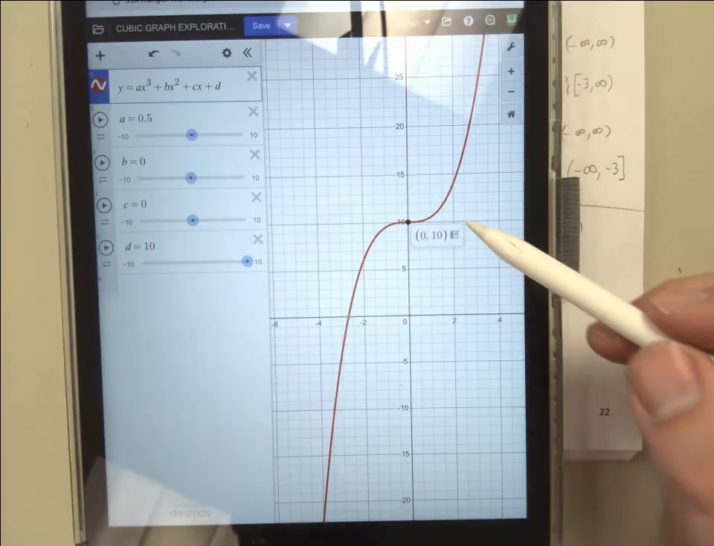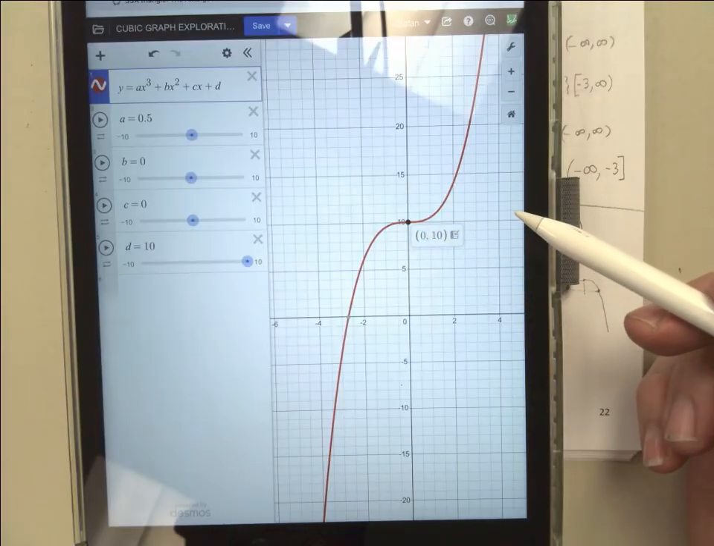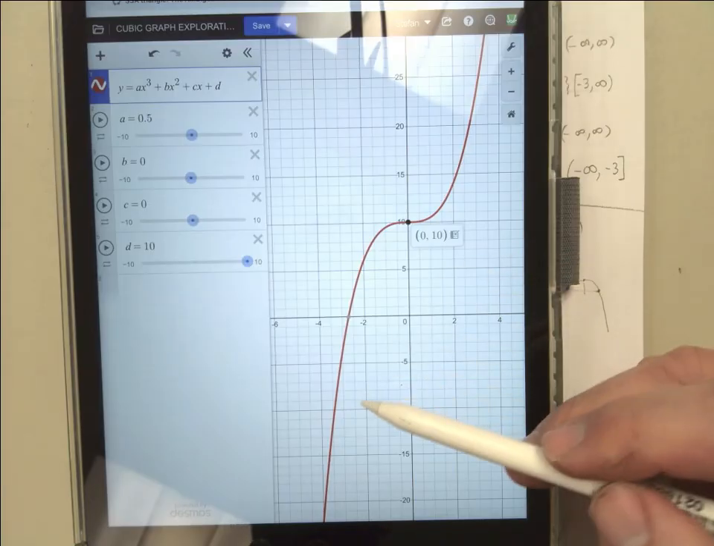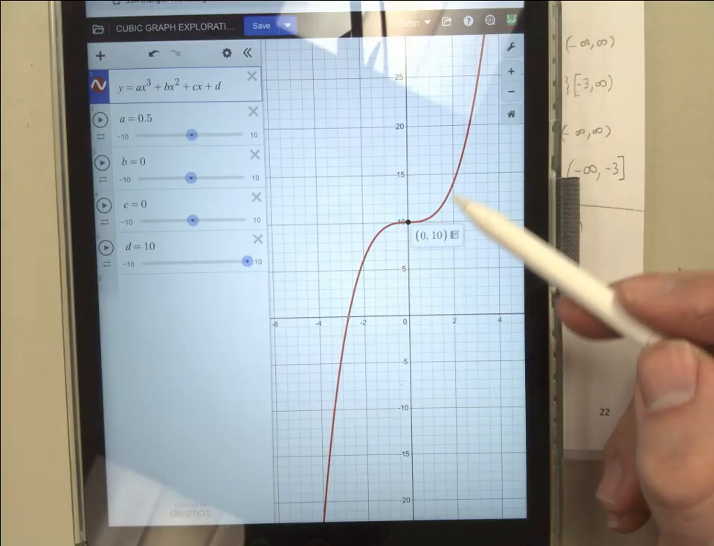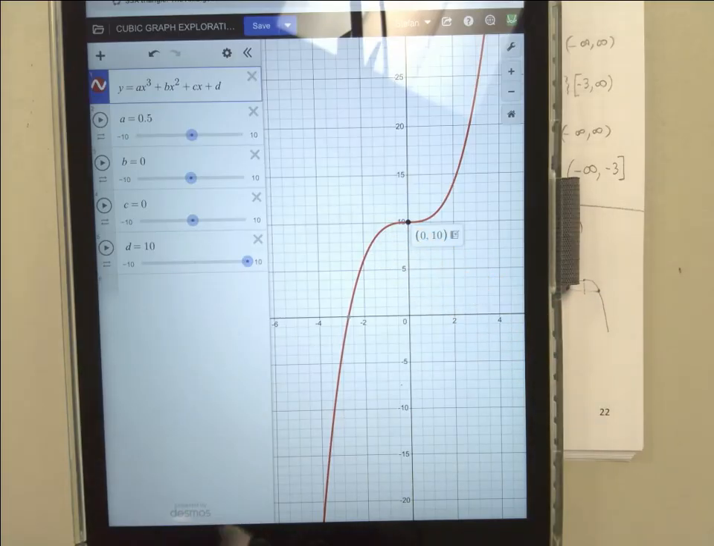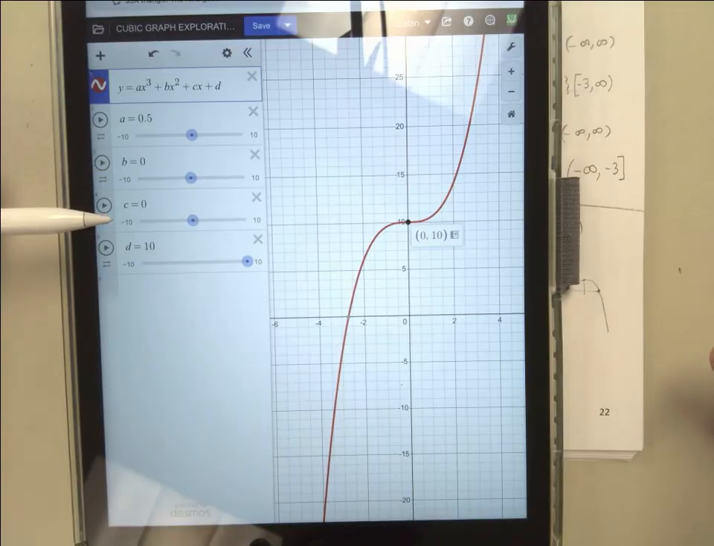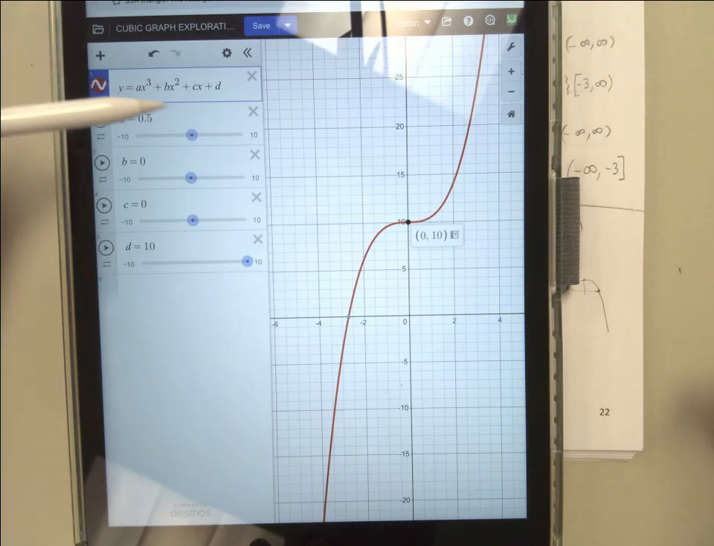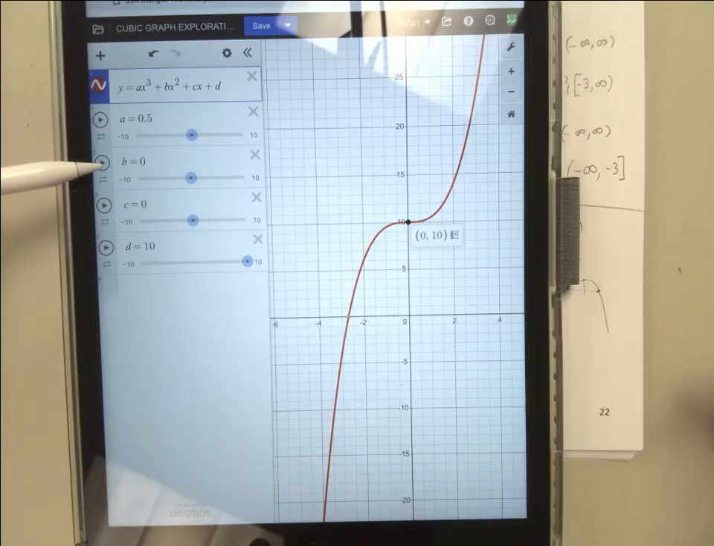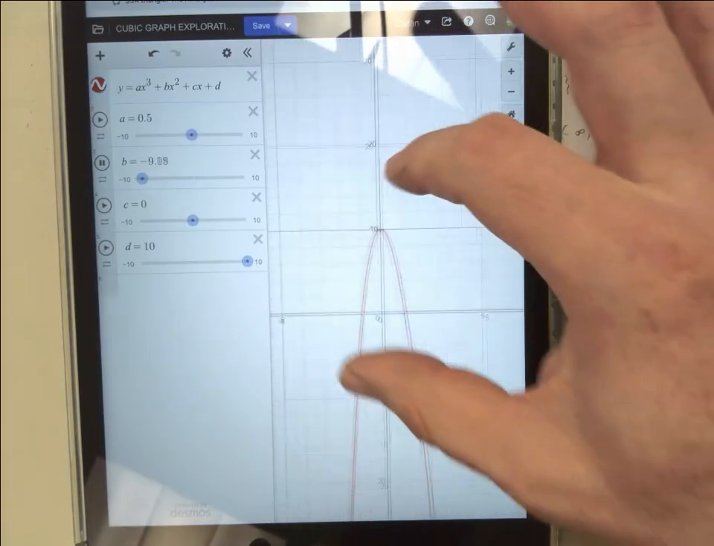How many turns does this have, you think? You think 2? I hate to tell you, this one has 0 turns. It just has a bend. And do you see that B and C are 0 right now? So technically they're non-existent here. But let's see what happens as soon as I change it. I'll just play it.